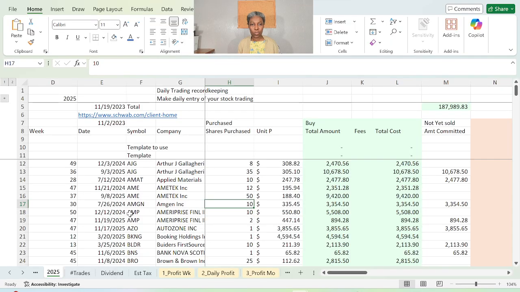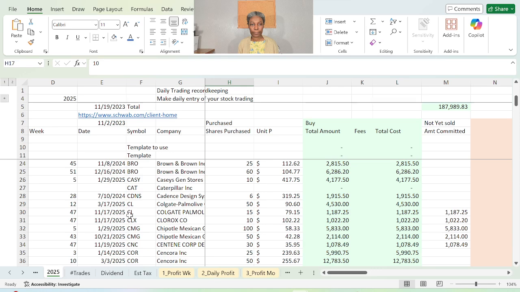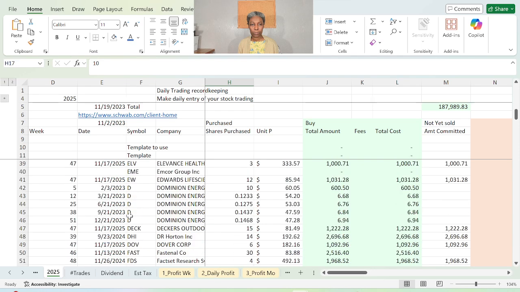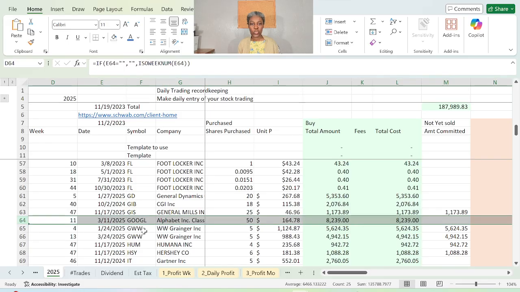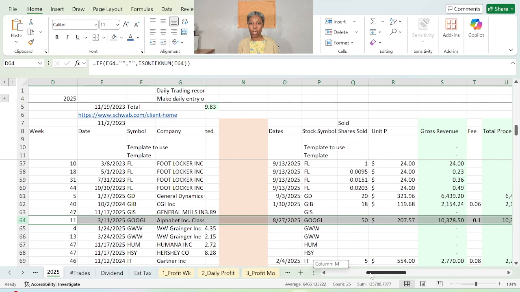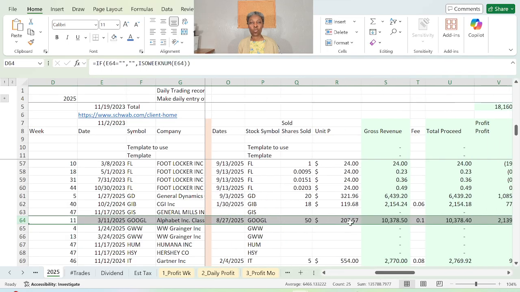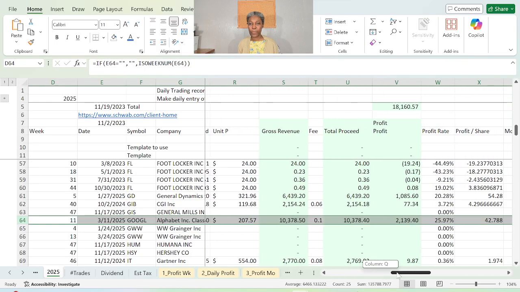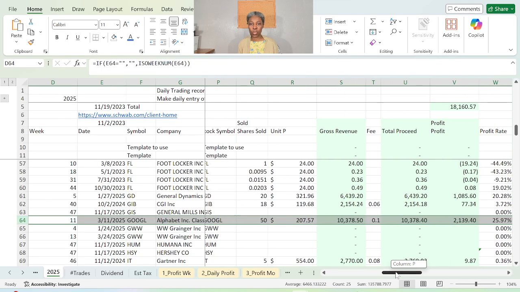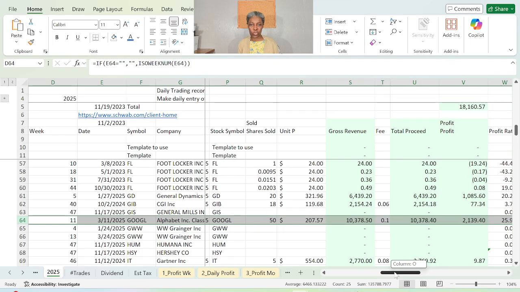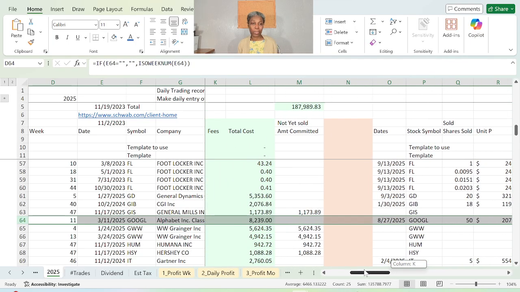and we are going to look for Google. We purchased it in March for 164, and we sold it in August for 207. We paid a penny for the fee, and we made $42 profit per share, or $2,000 total for all the shares that we purchased. But we got out a little bit early.